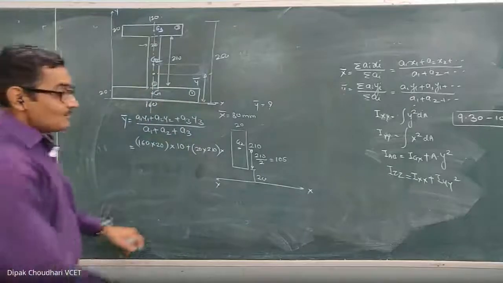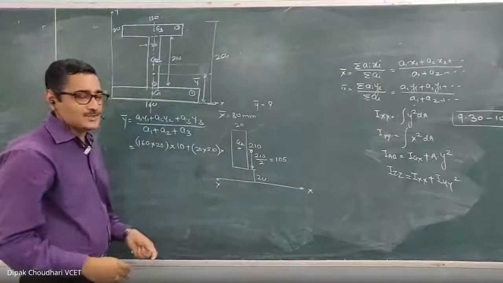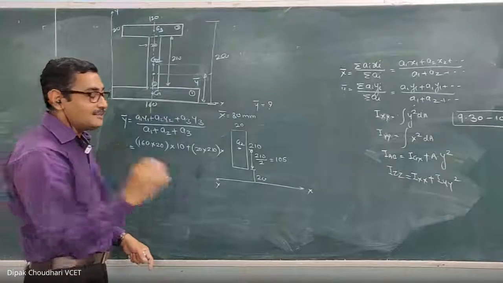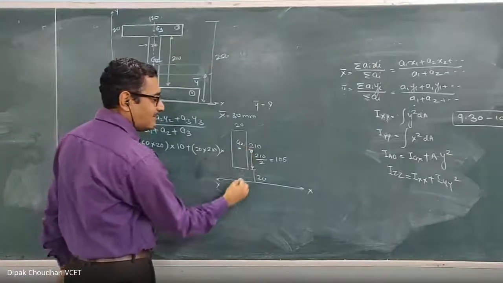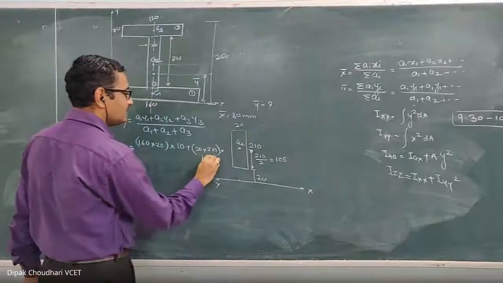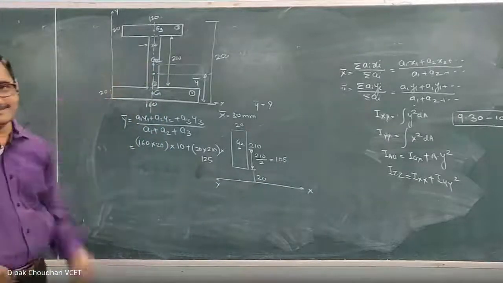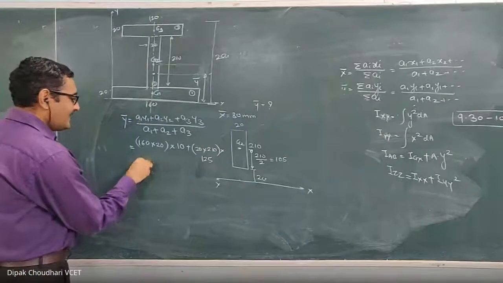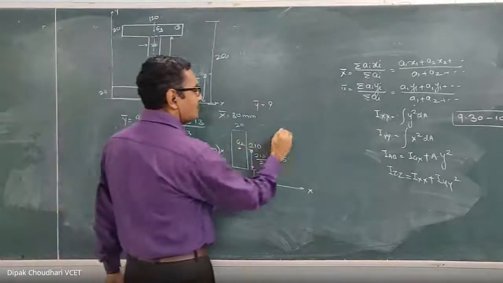Okay, so 105 is not the y coordinate of that centroid. It is not the Y2. Y coordinate is the vertical distance from the x-axis. We require this. So how much is that? 105 plus 20. So it is 125. Don't write 105. Okay. Plus, exactly the same procedure we have to follow for the third rectangle.